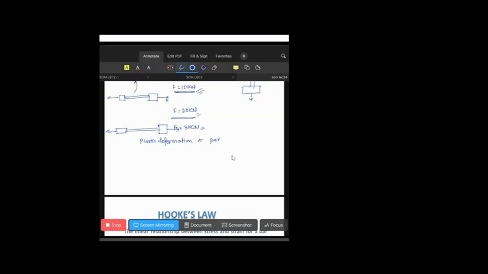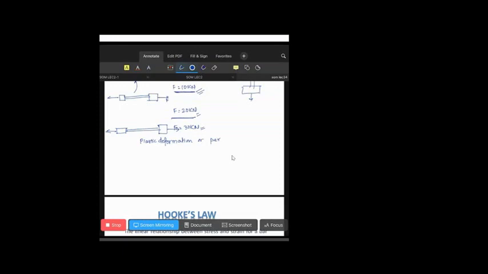But whenever we test the material, we will go on increasing the load on that specimen, and by increasing the load, we will try to check the strength of that component or specimen, and we will go on increasing the load till the rod fails.